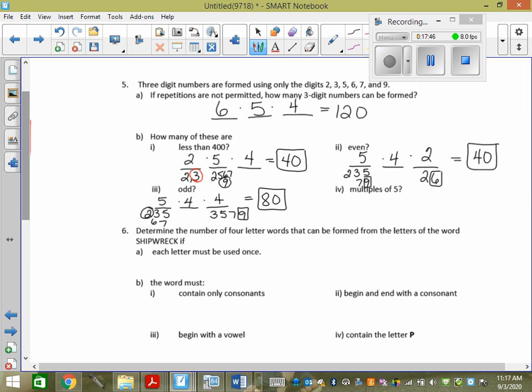Multiples of 5 means they have to end in a 5. So 5, 10, 15, 20, 25, 30, 35, 40, 45, 50 are multiples of 5. So they could end in a 5 technically, or they could end in a 0. The reason why I didn't mention the 0 is there's no 0. So it has to end in a 5 in this case, which is one way. Used it up. Then we have 2, 3, 6, 7, 9, which is 5 options. Then we have 2, 3, 6, 7, which is 20.